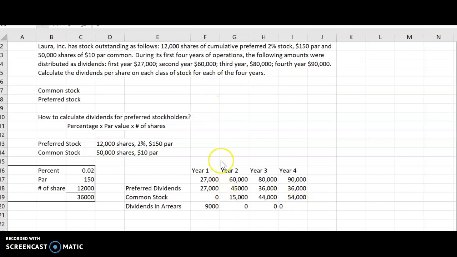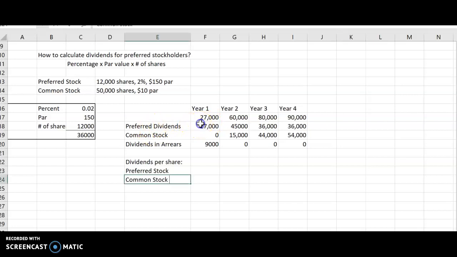What I just showed you is how to calculate dividends for each class of stock for each year. But sometimes you will be asked for the amount per share. Per share means how much each share of stock costs. So the word per means to divide, so that is how we're going to get this answer. Okay, so for year 1, preferred dividends were $27,000.